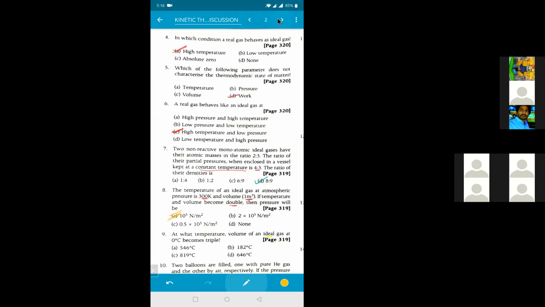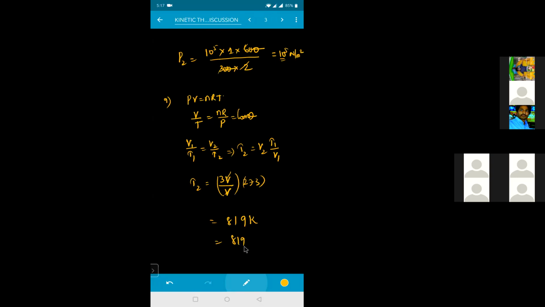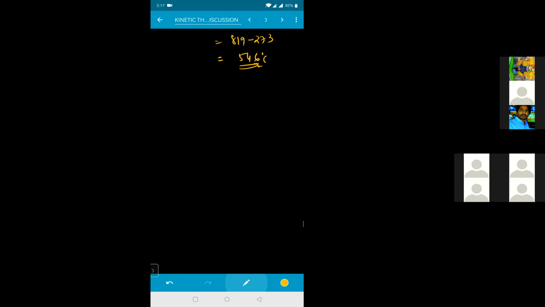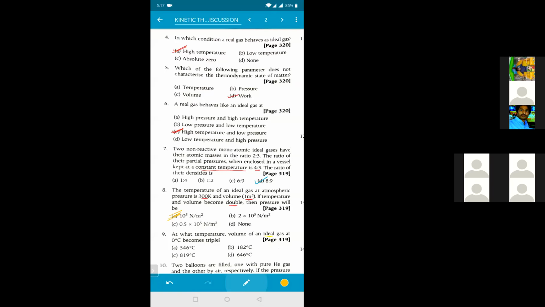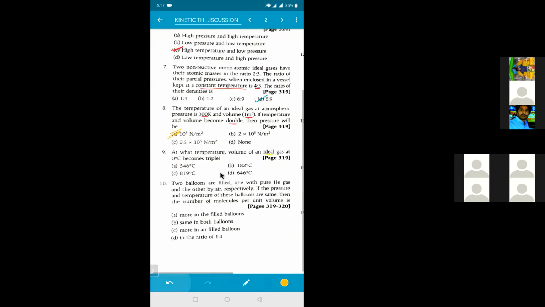The answer is given in degree centigrade. So it is 819 minus 273. 9 minus 3 is 6, and 1 minus 7 needs a borrow, so 11 minus 7 is 4, and 7 minus 2 is 5. So it is 546 degree centigrade. Is it clear? Yes. Chalo, very good. Then question number 9. Just now we did it, no? So it is 546.